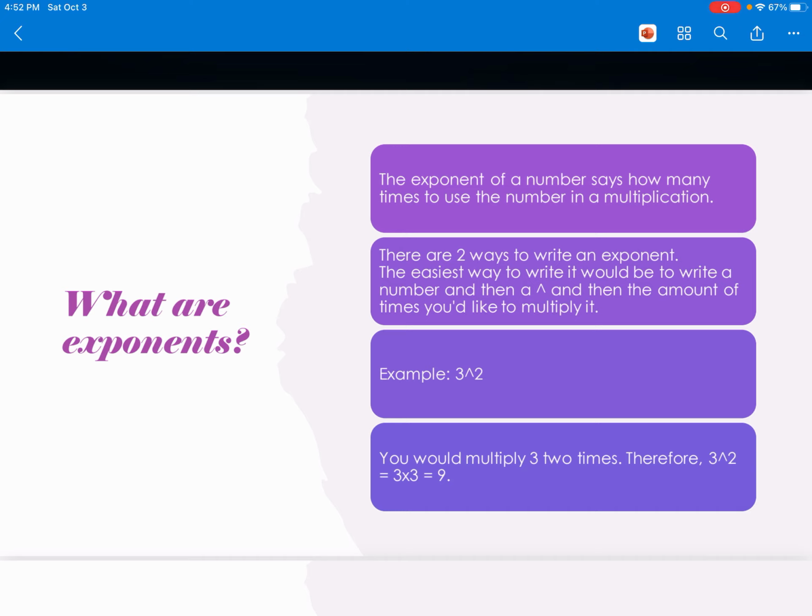An example: 3 to the second power, as you see. And in order to solve it, since the exponent is 2, you would multiply 3 2 times. Therefore, 3 to the second power would equal 3 times 3, which equals 9.